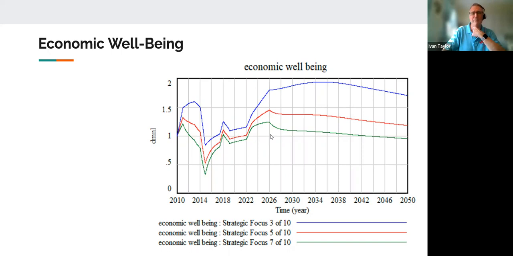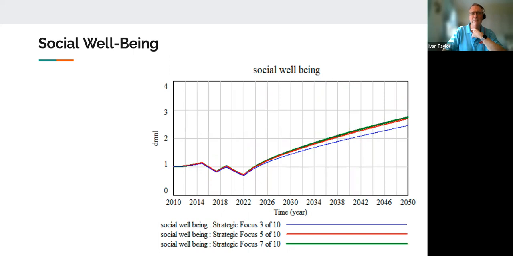Here are the social benefits. We see here that we don't have a lot of influence over the social benefits, and maybe we need to work on this part of the model a little bit more. But we can see that this is the initial value, and the relative value is going up, so we're getting more and more social benefits over time.